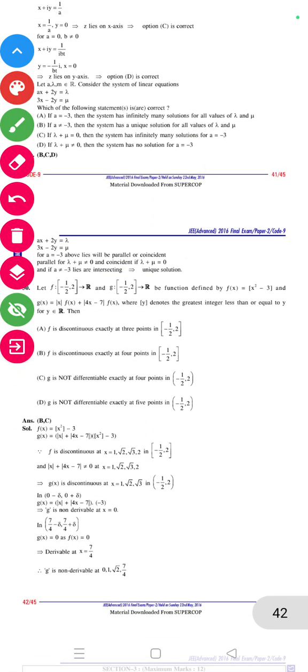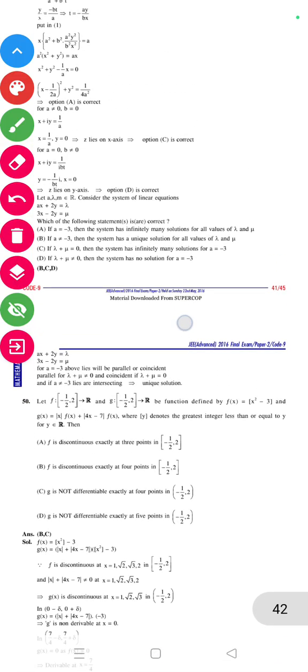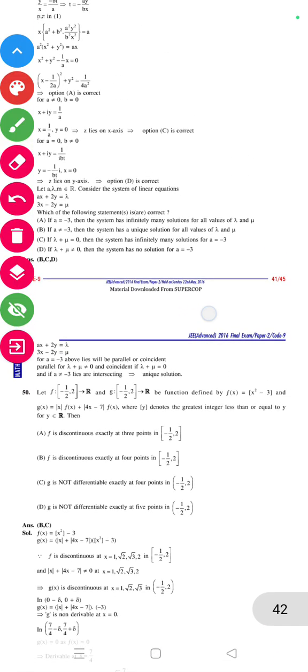The next question is: which of the following statements are correct? The question is: let lambda, mu belong to R. Consider the system of linear equations ax plus 2y is equal to lambda, 3x minus 2y is equal to mu. Which of the following statements is correct?